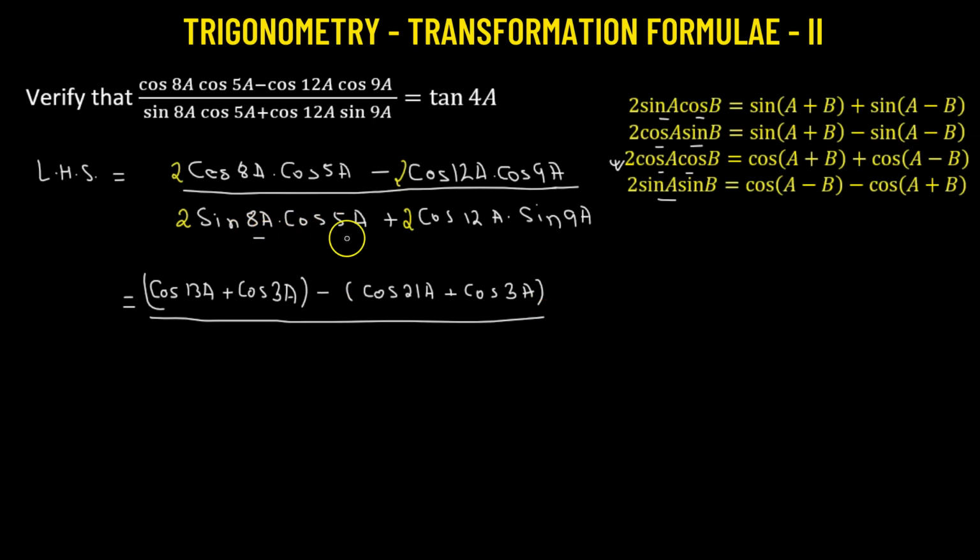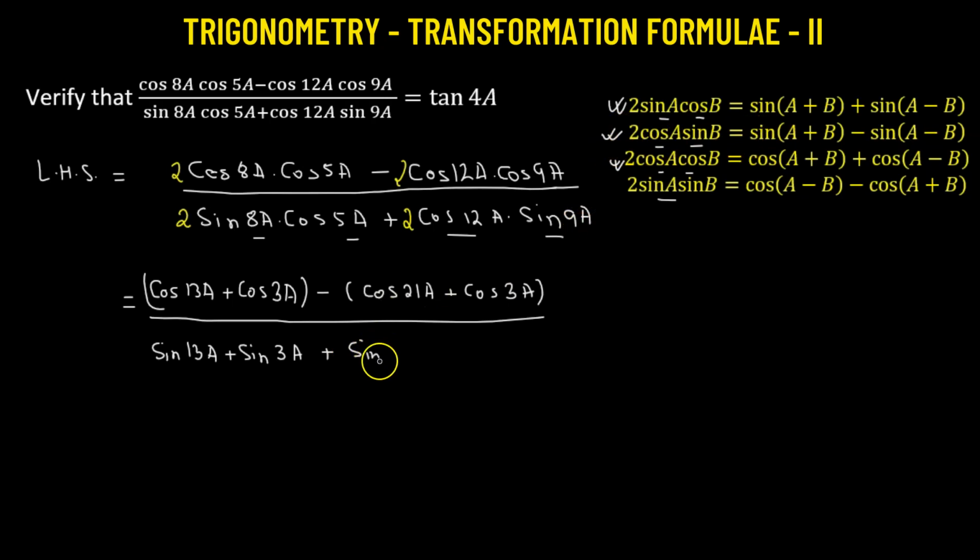now we have 2 times sine 8a times cosine 5a. Clearly 8a is greater than 5a, but assuming a is positive, we will use the transformation into the sum of two sine functions. So we should get sine of a plus b, so 8a plus 5a will be 13a, plus sine of a minus b, so 8a minus 5a will be 3a, plus we have 2 times cosine of 12a times sine of 9a. Here we can clearly observe 12a is greater than 9a. So we'll use the second transformation formula.